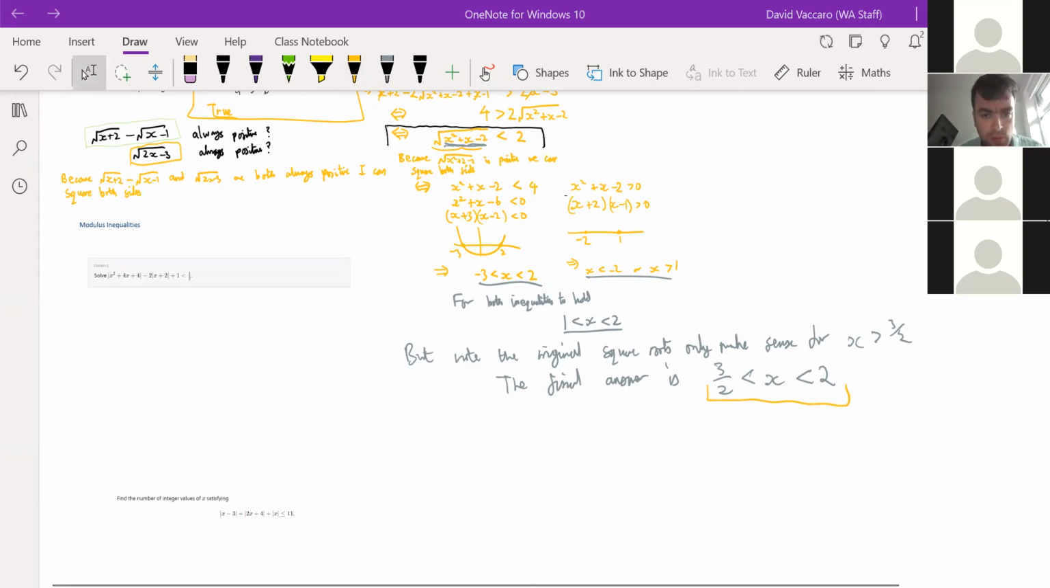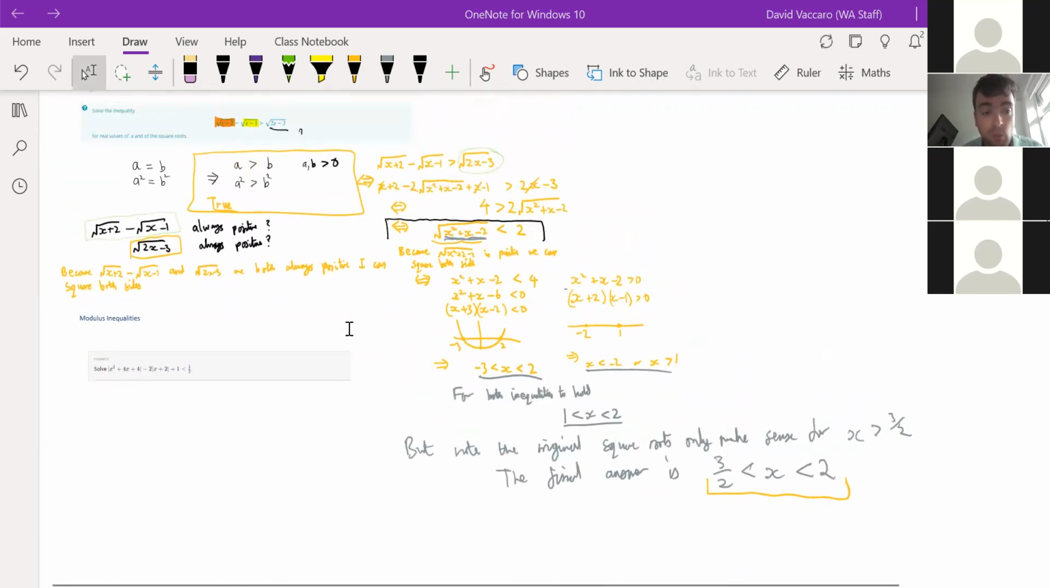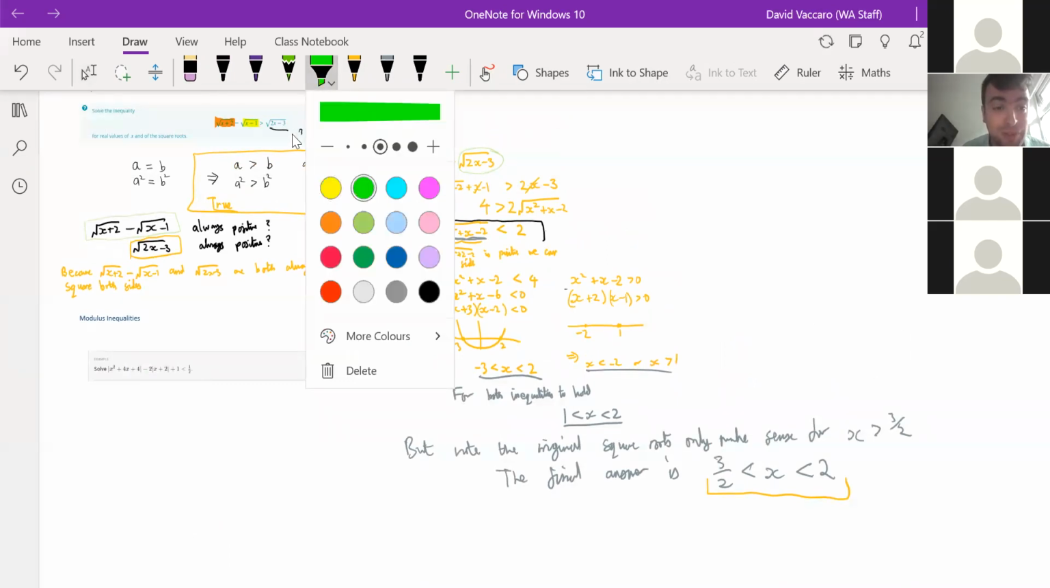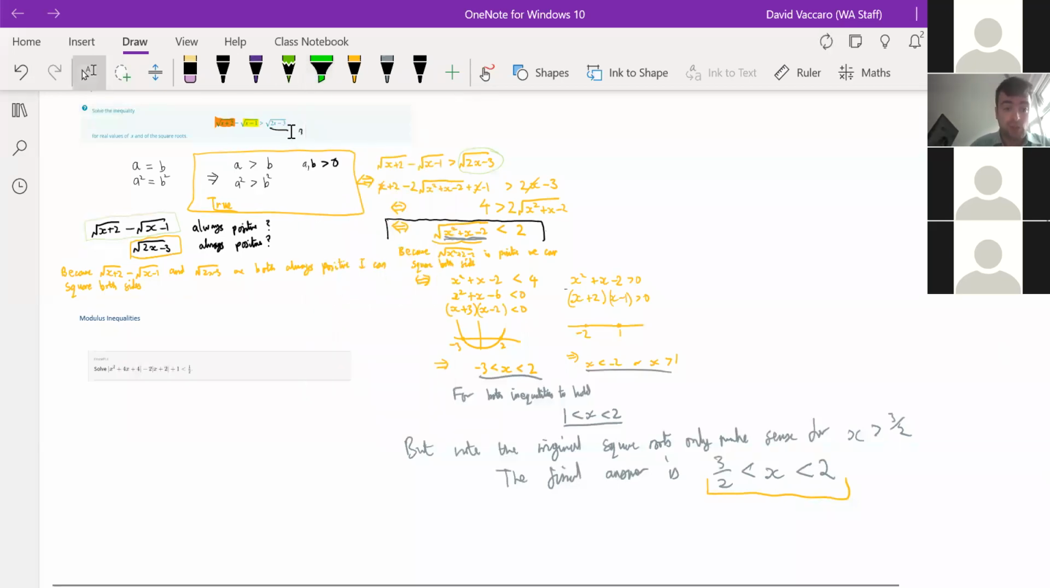Okay, so what's the main moral of this question? What have we learned through looking at this question involving square roots?